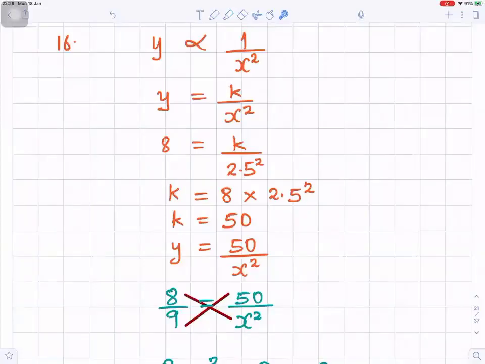So we start by writing y is inversely proportional to x squared. We replace the proportional sign with equals and k. So we write y equals k over x squared. Substitute the value for y, which is 8, and the value for x, which is 2.5. Now, to solve for k, divide by 2.5 squared. If we take it to the other side, it becomes times 2.5 squared. So 8 times 2.5 squared gives you 50. So k is 50. Now we can rewrite the equation. We have y equals 50 over x squared, because k is 50.